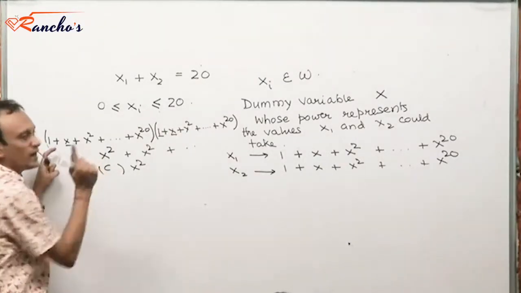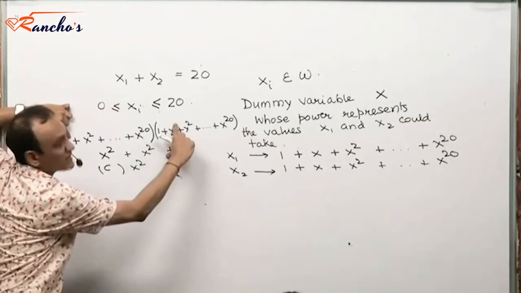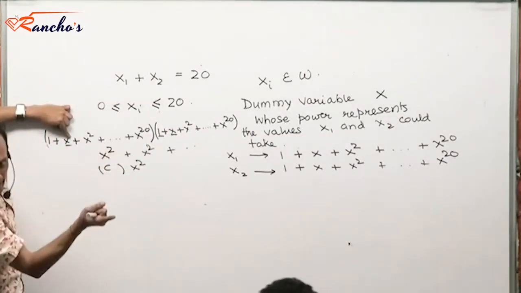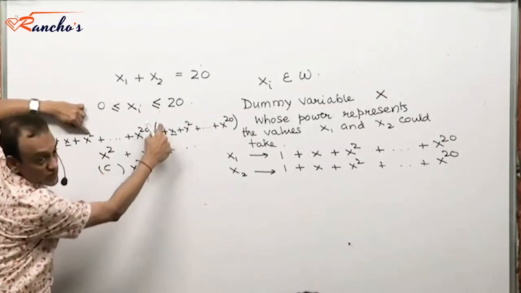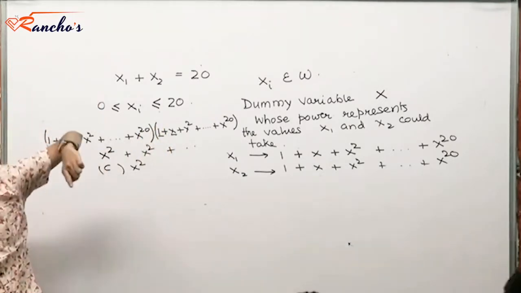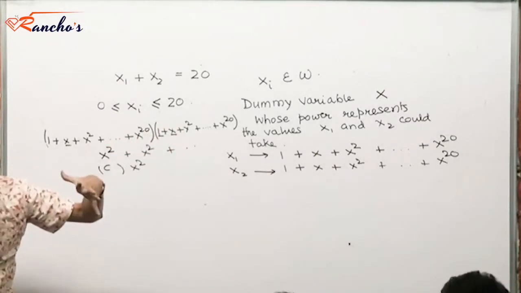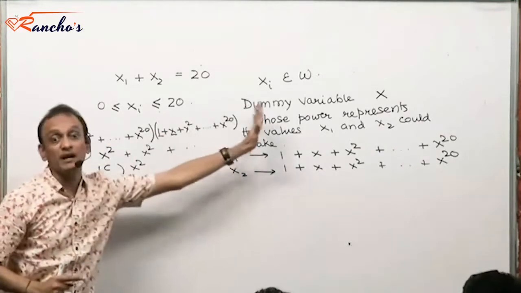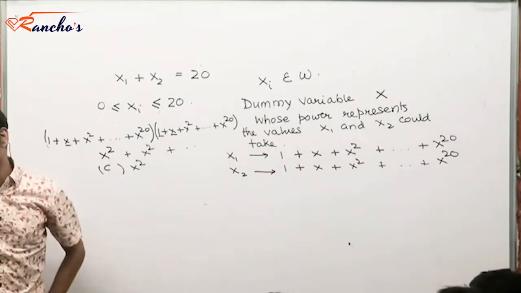Now, every time x square appears, it means what? The powers here, for example x1 plus x2, have added up to 2. That's one way. Then there is x square into 1. That means x1 is 2 and x2 is 0. That's another way x1 and x2 add up to 2. Right? So there are a number of ways in which x1 and x2 add up to 2, and the coefficient of x square in this multiplication will give me the number of ways in which x1 and x2 add up to 2. Yes or no? Confused?